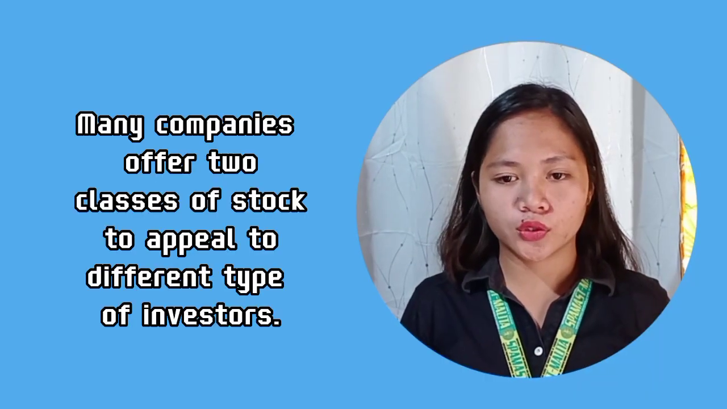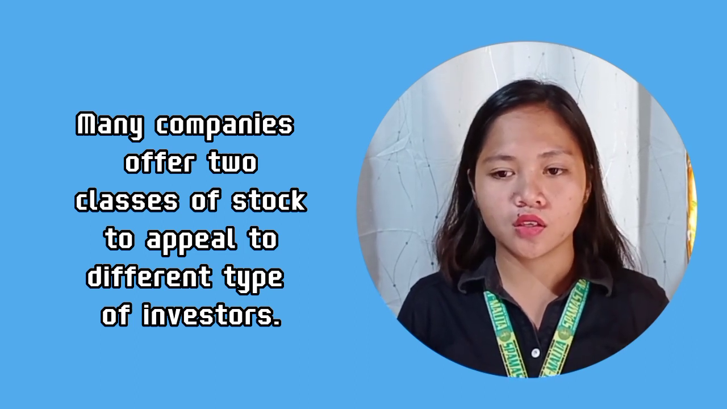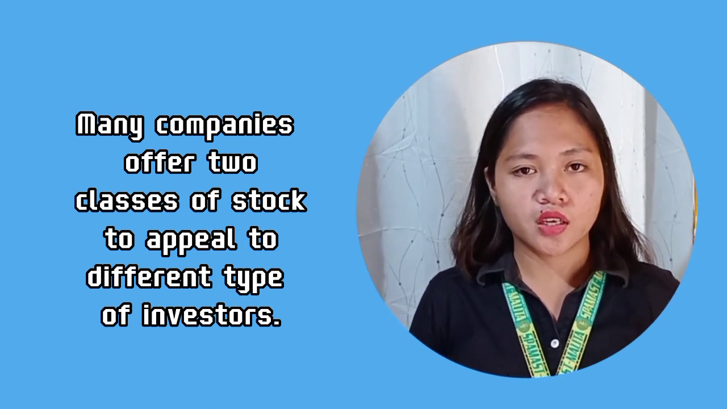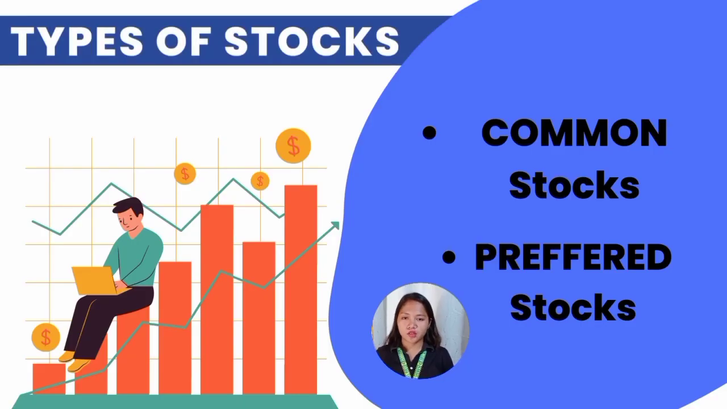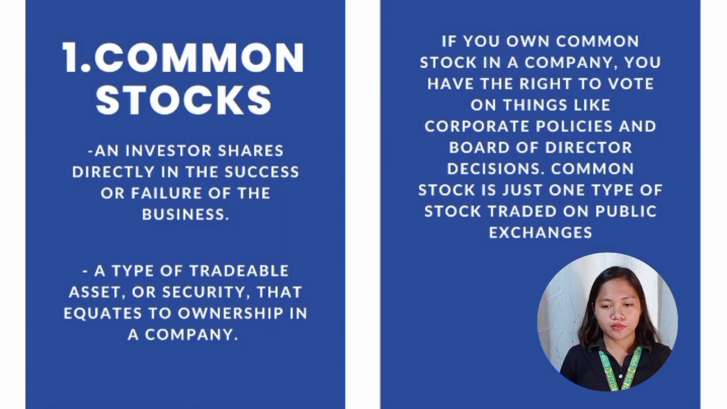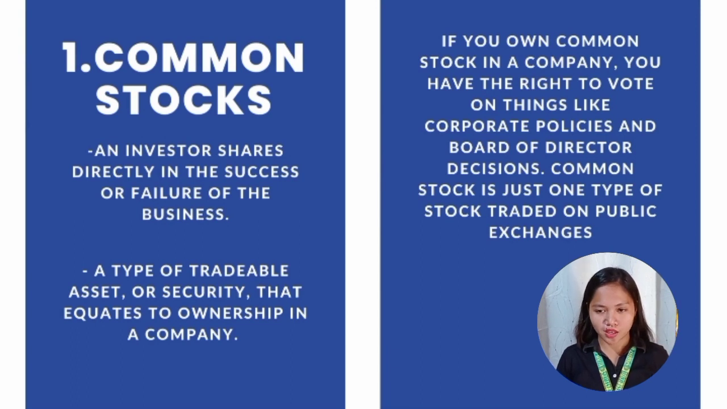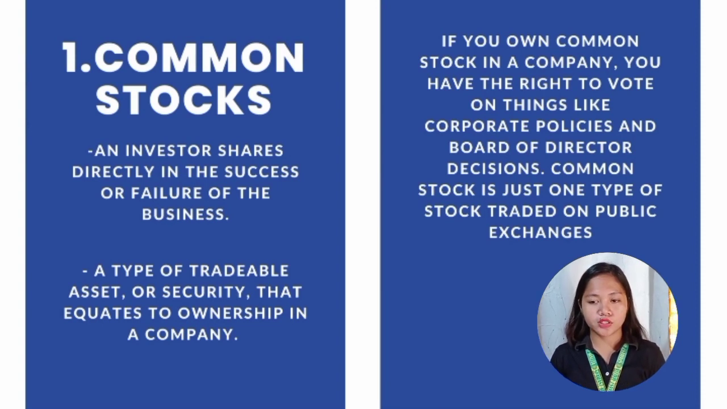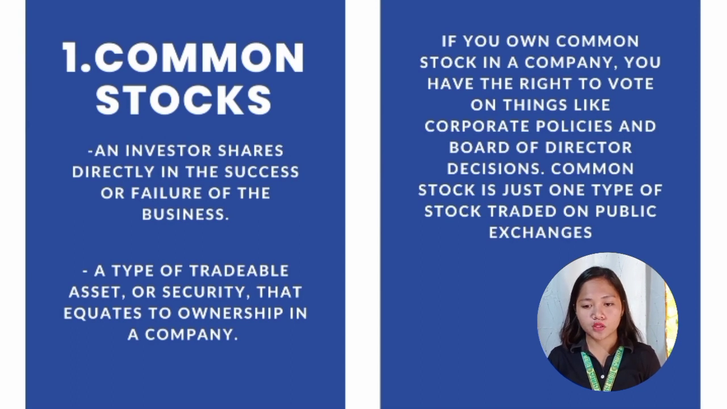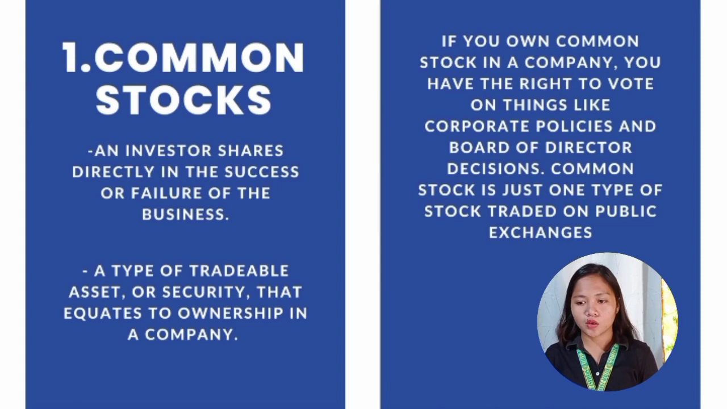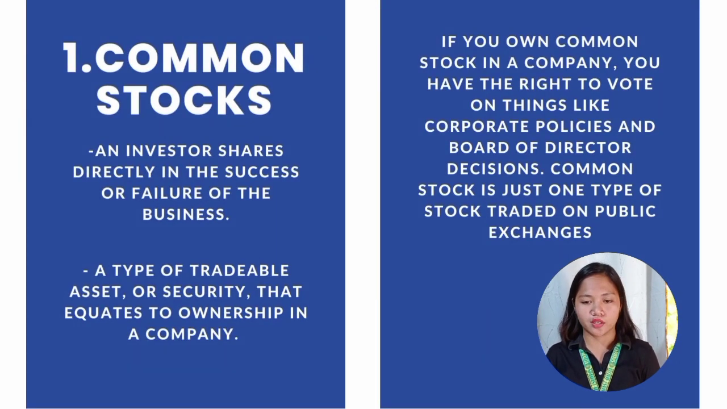Many companies offer two classes of stocks to appeal to different types of investors. Here are the types of stocks. Number one, common stocks. An investor shares directly in the success or failure of the business. A type of tradable asset or security that equates to ownership in a company. If you own a common stock in a company, you have the right to vote on things like corporate policies and board of directors decisions. Common stock is just one type of stock traded on public exchange.